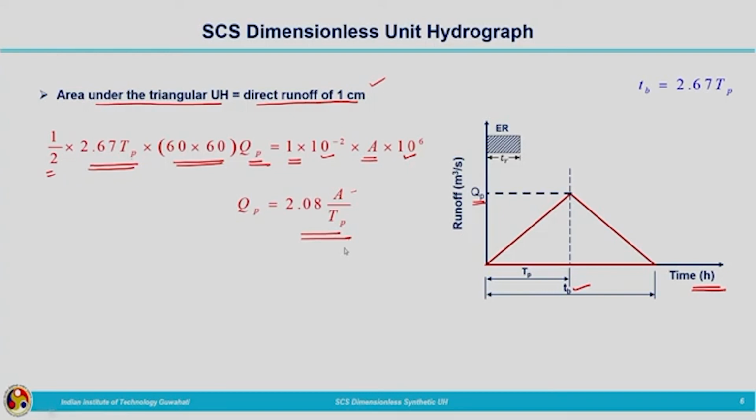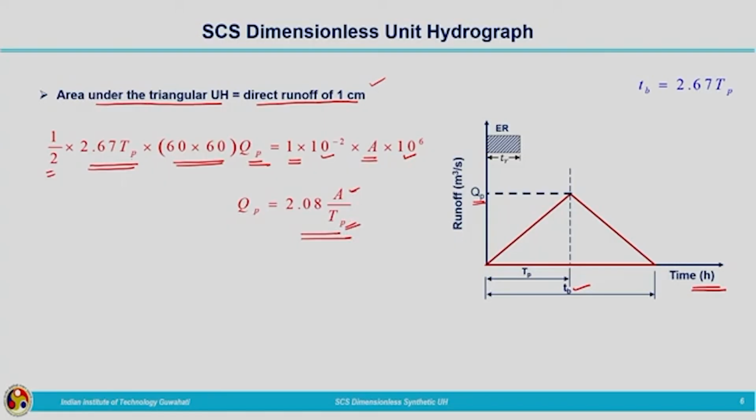So, by making use of this formula, we can calculate the peak discharge. This is very simple, that is, we will have the idea about the catchment area, and the equation is also very simple. QP is equal to 2.08 A divided by TP. But look at the equation: A, the catchment area, we can calculate from the topographic map, but what about TP?